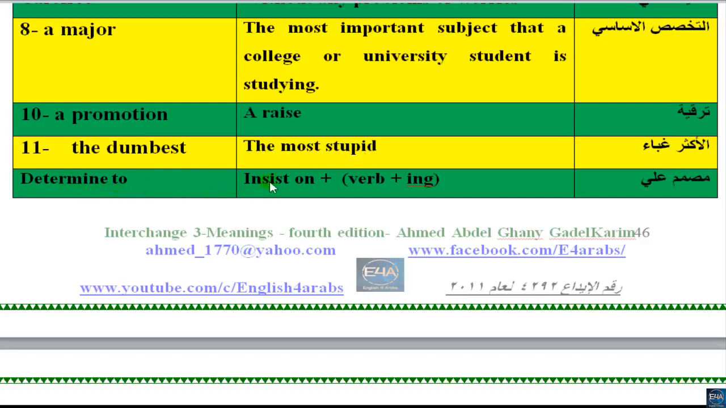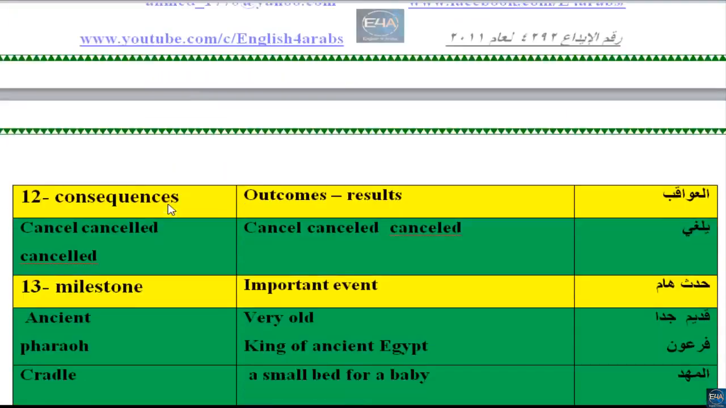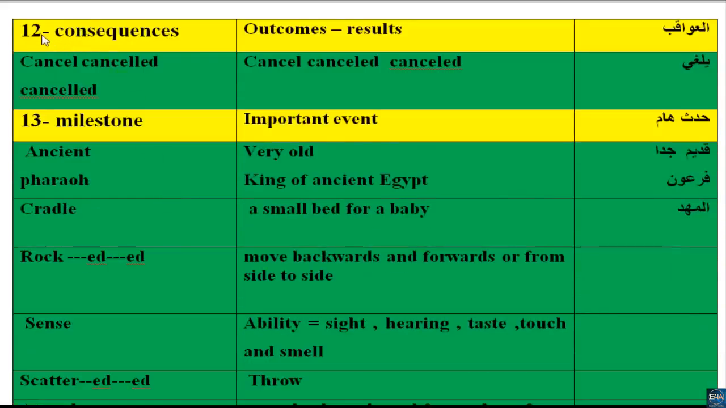Determined to. Insist on. Verb plus ing. Determined to, insist on. 12. Consequences: outcomes, results. Cancel, cancelled, double L.